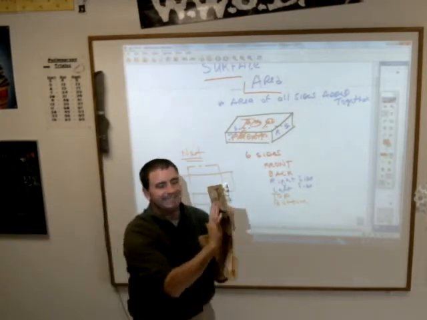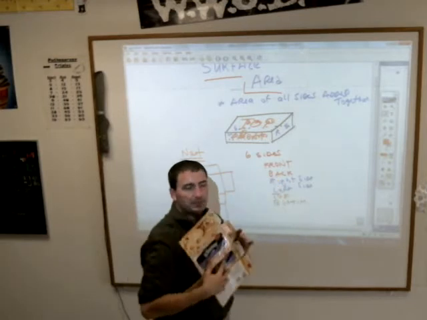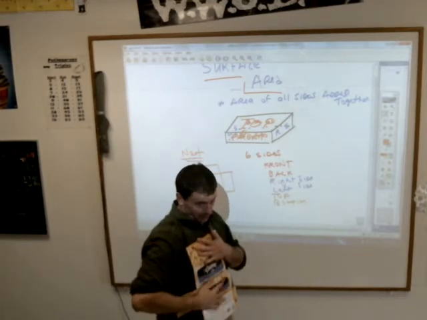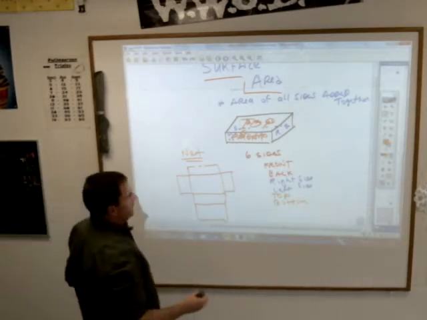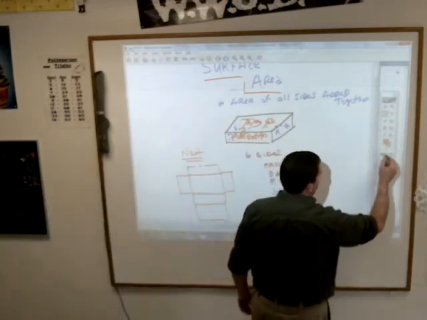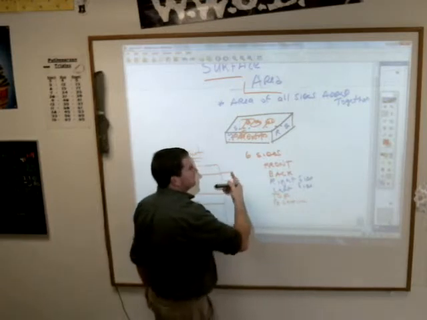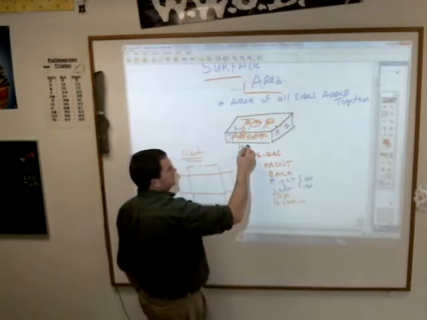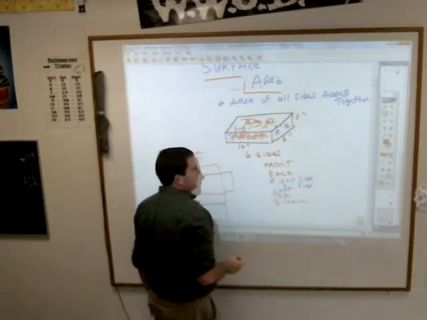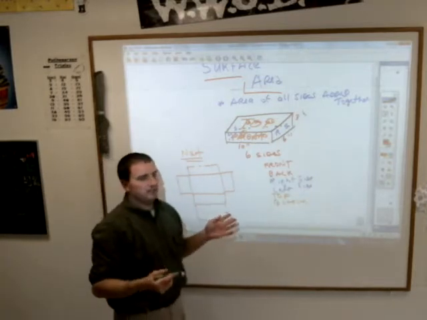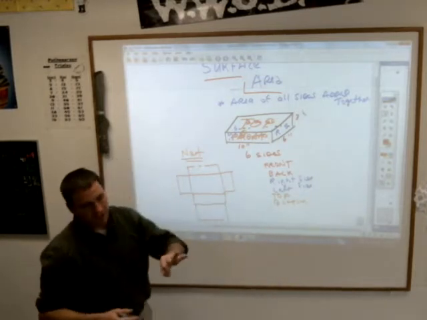I really want to find the area of this so I can buy some wrapping paper and wrap it appropriately. So in order to do this, I have to find the area of all the sides. Let's say this is 10 inches, and this is 6 inches, and this is 3 inches. You are going to need to find the area of at least 3 different shapes.